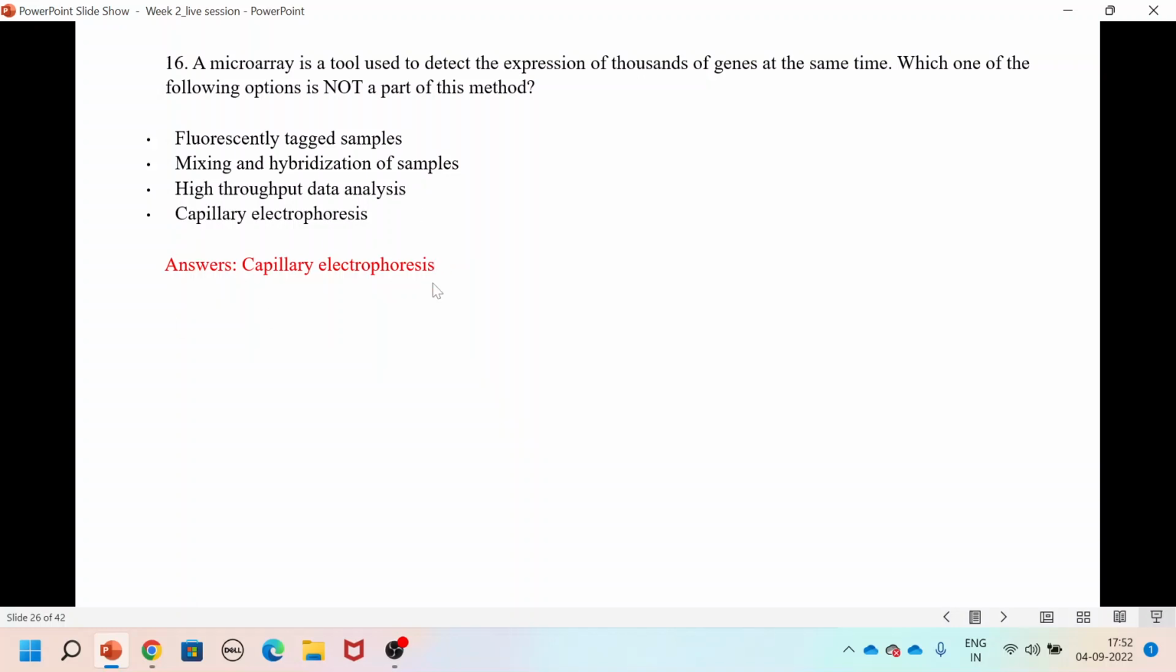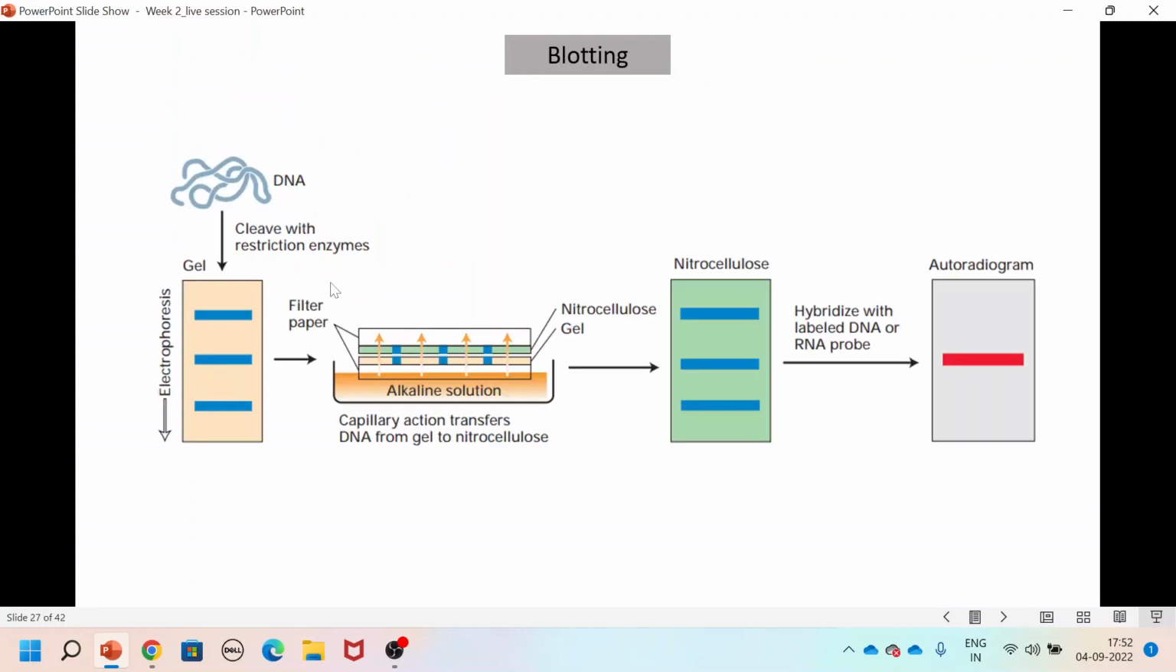And capillary electrophoresis is not a part of microarray technique, but it is a part of the northern blotting technique, which is another technique to study the transcription of the mRNAs. So blotting, here I have shown the generalized scheme for blotting, which is here the southern blotting, which involves the use of the DNA. And when we talk in context of the RNA, it is known as the northern blotting.